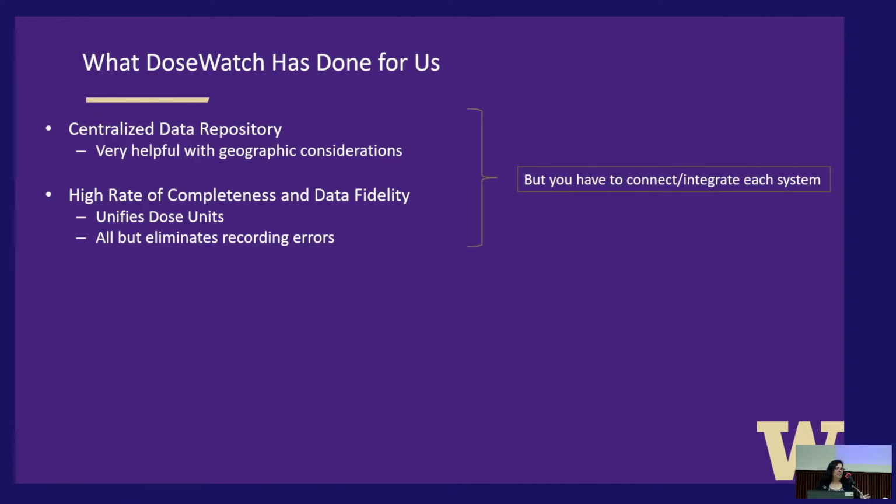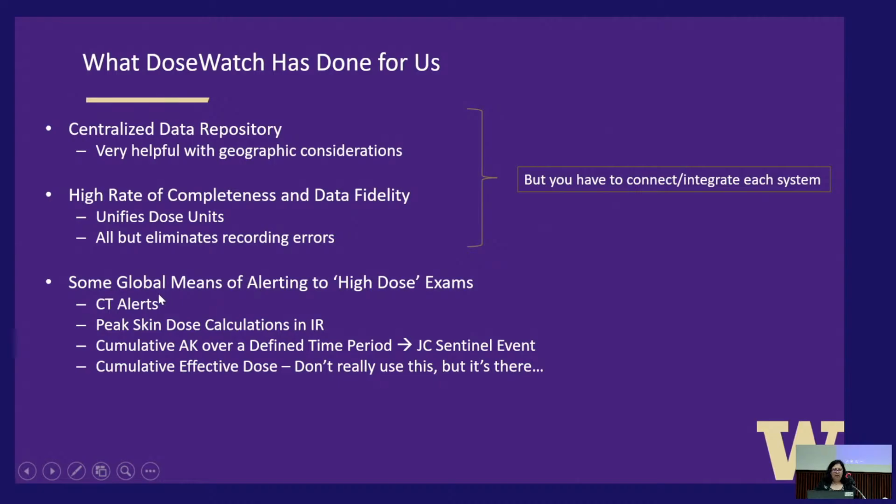Of course, you still have to connect each and every system. So every time you get a new system, you have to go through the process of connecting it to Dosewatch. Then you have to validate the data that comes into Dosewatch, right? What is being sent, or what you're seeing on the scanner, is it what's showing up in the dose monitoring system? That takes a little bit of time. And then some global means of alerting to high dose exams. As Sam did a very good job of showing the dose alert for that one case, we can now set up CT alerts for all our doses.